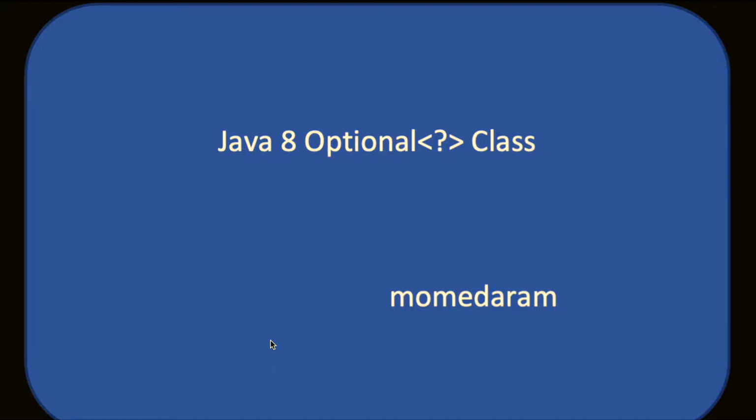We all know that everything in Java is called an object. Objects may or may not have values. Sometimes if an object has a value, no problem, we can perform the activities. Sometimes if the object does not have a value, we will face issues like NullPointerException.